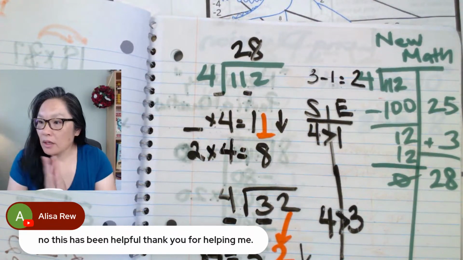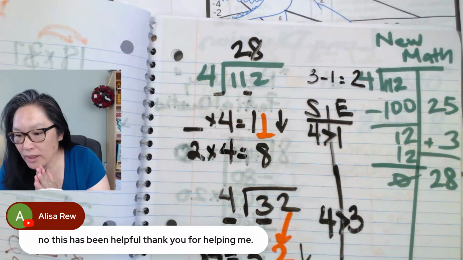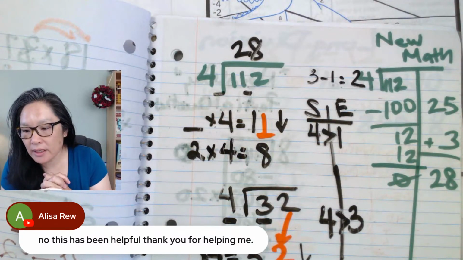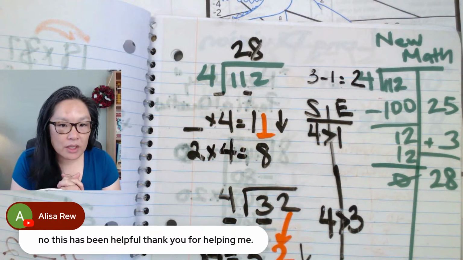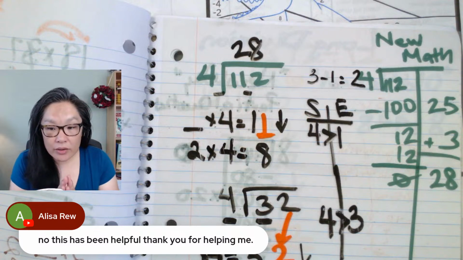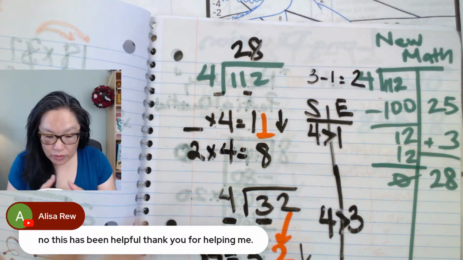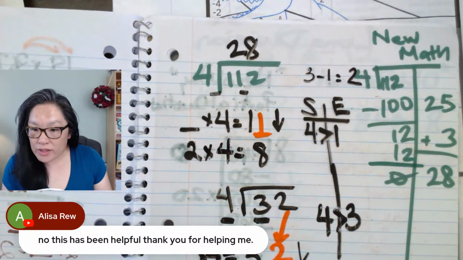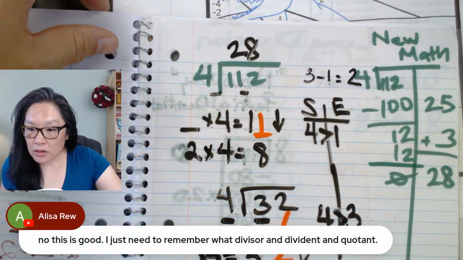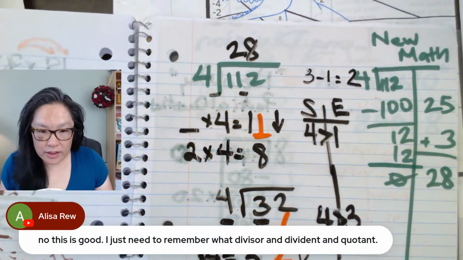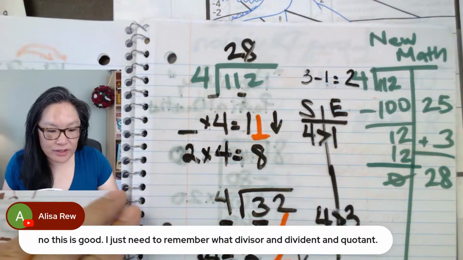All right. Oh yeah, Alyssa, I don't want to keep you. I know it's 10:16 right now. Are there any more questions, or do you want to continue on with more division or two steps? No, this is good. I just need to remember what divisor, dividend, and quotient are.